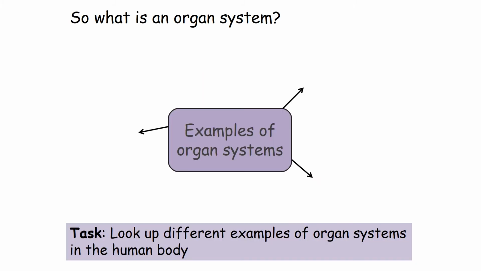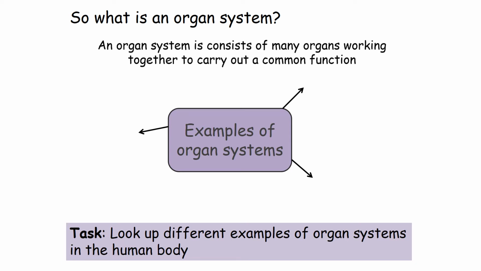Okay, so what is an organ system exactly? Well, an organ system is where many organs work together to carry out a common function or a life process. And the human body has lots of different organ systems. So what I would like you to do is to pause the PowerPoint here, and I would like you to Google or look up different examples of organ systems within the human body.